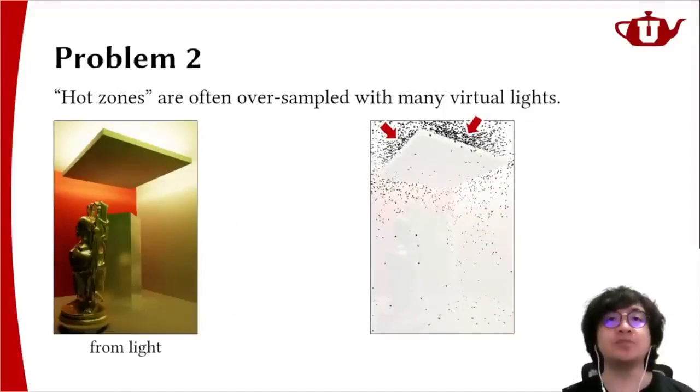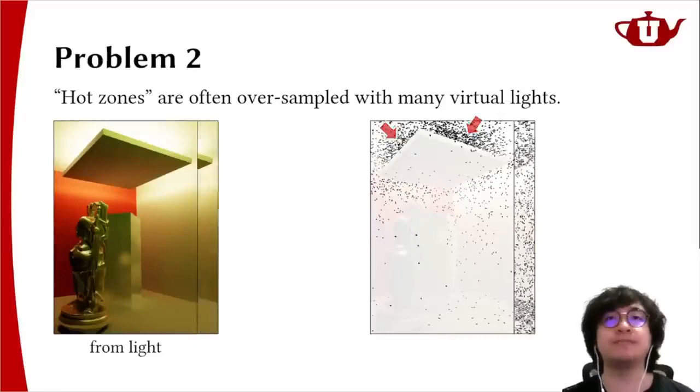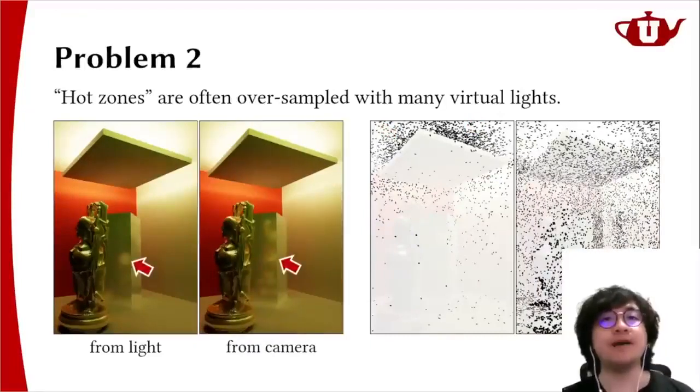Problem 2 is hot zones, where a significant portion of light paths go through, which are often oversampled with many virtual lights, even when their contribution to the final image could be effectively approximated using fewer virtual lights. In this example, a large portion of virtual lights are placed close to the original light source. Other areas are not sampled adequately. In our method, we address problem 1 and problem 2 by generating virtual lights starting from the camera. As you can see, this results in a much better sampling of the room.